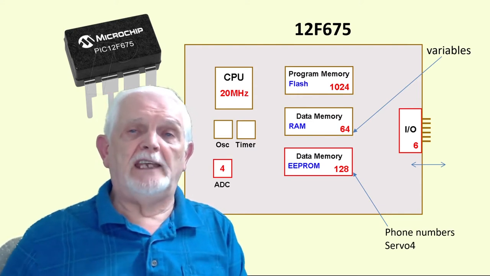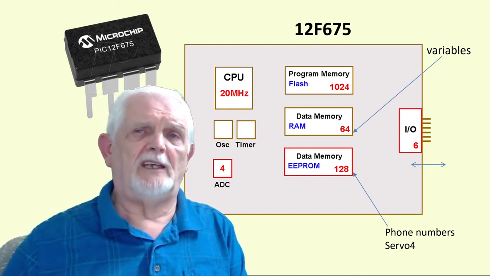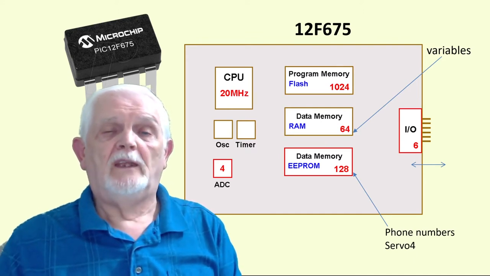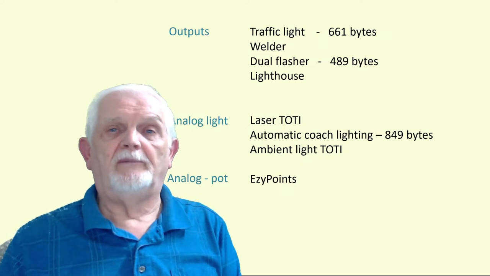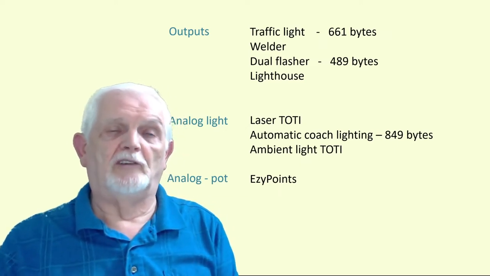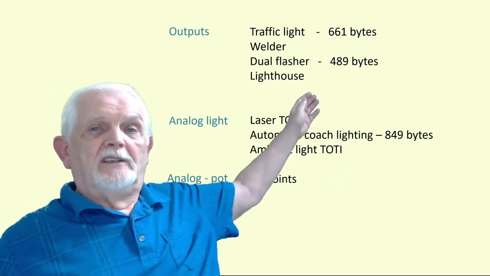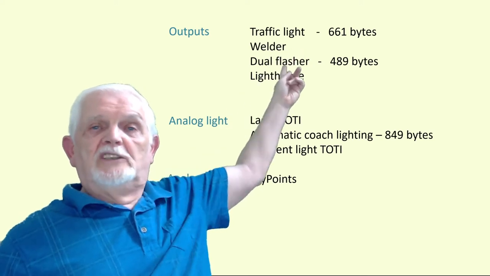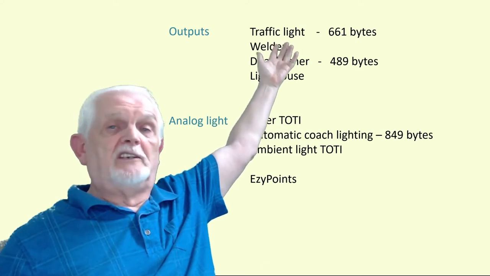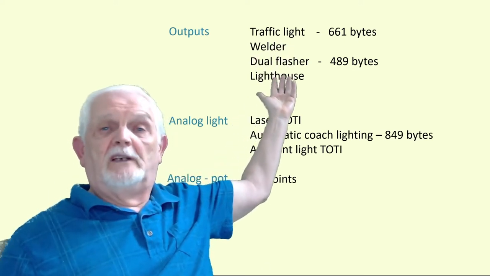The 675, very ubiquitous. You'll find lots and lots of examples of that if you Google on PICs. And it's much bigger. So it can handle the traffic lights, it can handle the dual flasher, the welder, the lighthouse, and so on. And that's only using outputs, there's no inputs there. You switch the power on, the traffic lights start going. You switch the power on, and the welder emulation starts going, and so on.